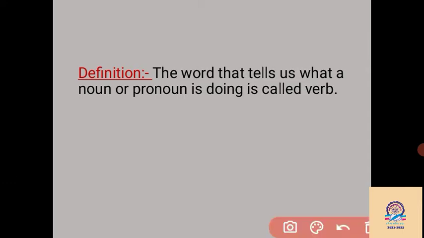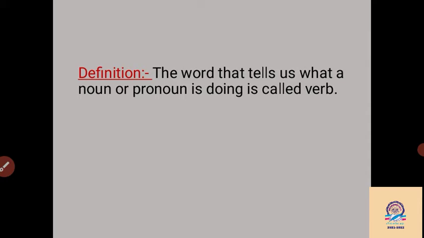So we see the definition given here. The word that tells us what a noun or pronoun is doing is called a verb. What is the subject doing here? We know that a sentence begins with a subject. Subject means noun or pronoun. In a sentence, we see what the subject is doing. So the word that tells us what a noun or pronoun is doing is called a verb.